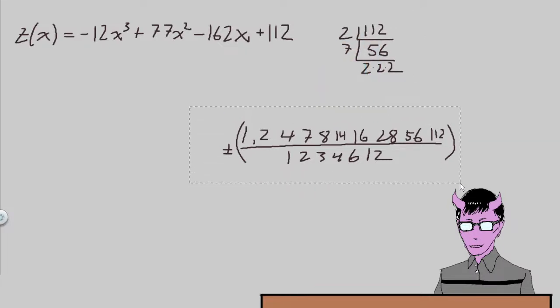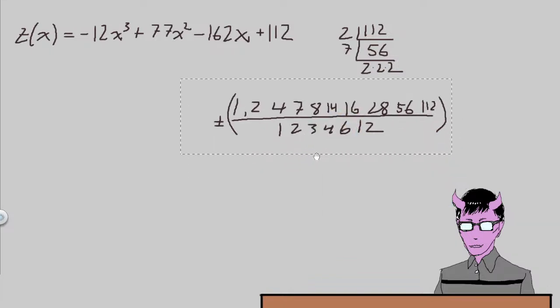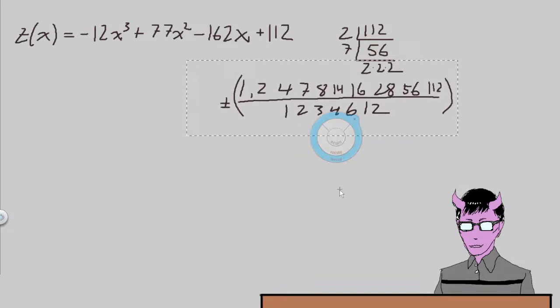Imagine doing this for a degree 5 polynomial during a timed test of like 20 minutes. It's a nightmare. And I don't know why some people still do it.